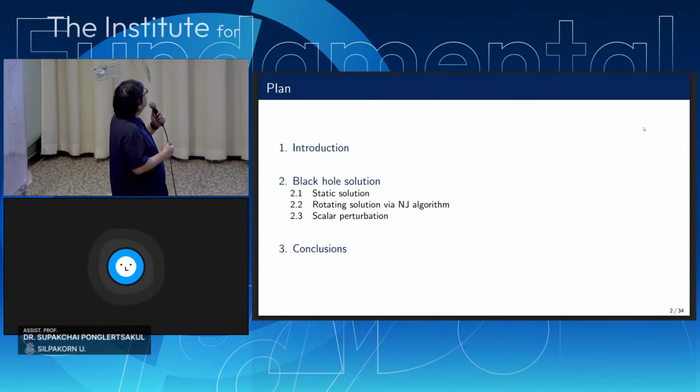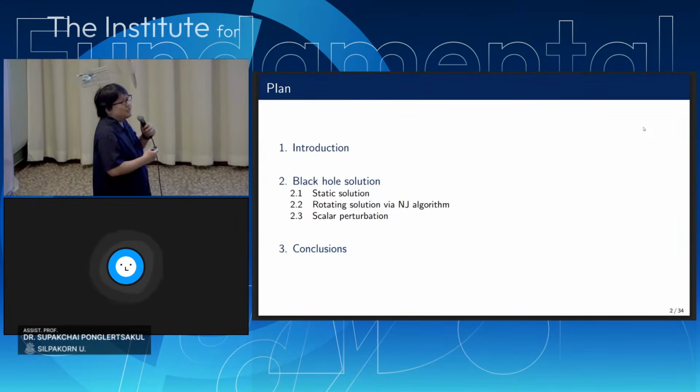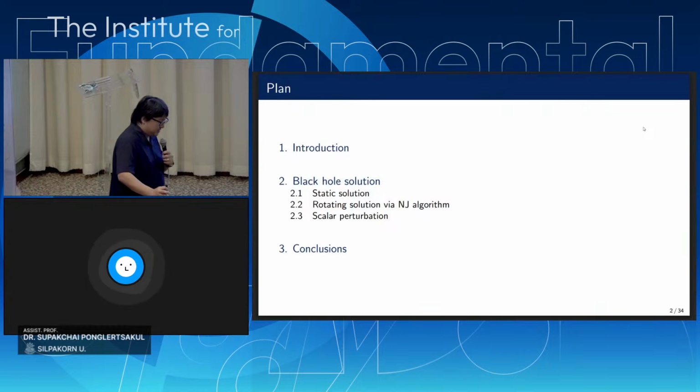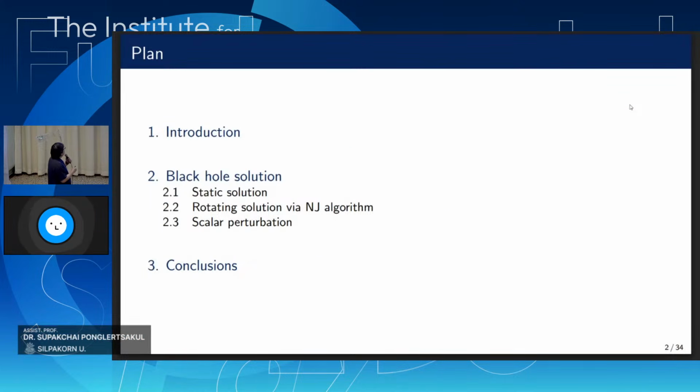So the plan is three parts: introduction, then I'll talk about the black hole solution itself, and the last part is the conclusions. Basically, in this work, we consider a static and also rotating solution with a dark matter profile called the Denon. And after we obtain the black hole solution, we perform some analysis on scalar perturbation on this background.